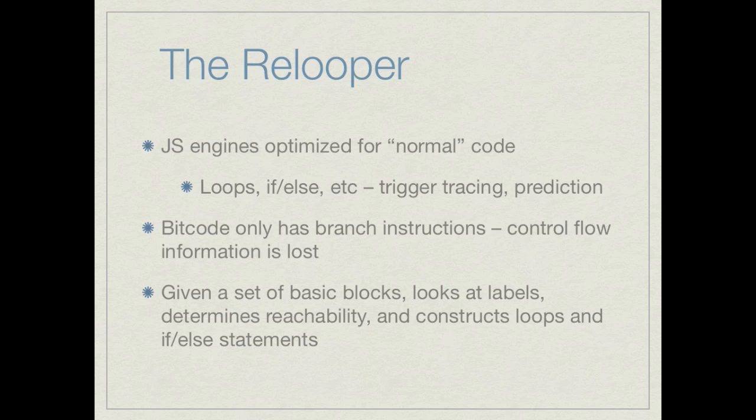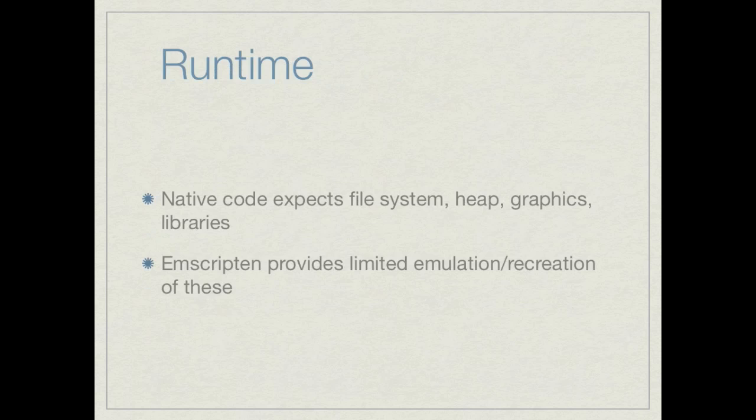Given this, the relooper's job is to attempt to analyze the code and reconstruct these original control flow structures. It takes as input a set of basic blocks, and by analyzing their labels, looks at reachability and tries to reconstruct loops and if-else statements, seeing if one block is accessible from another, and if the branches allow this to occur. So it'll attempt to merge these blocks together and recreate actual for loops or if-else statements in the JavaScript that is output by the JSifier.